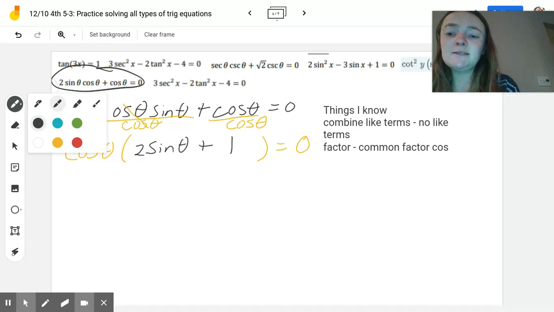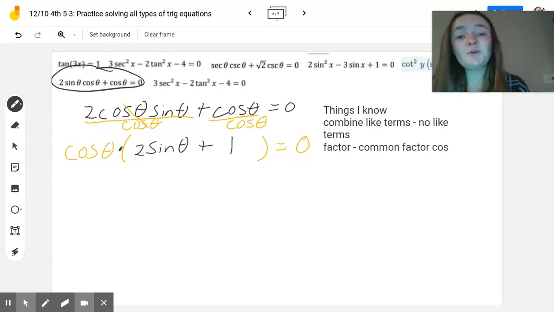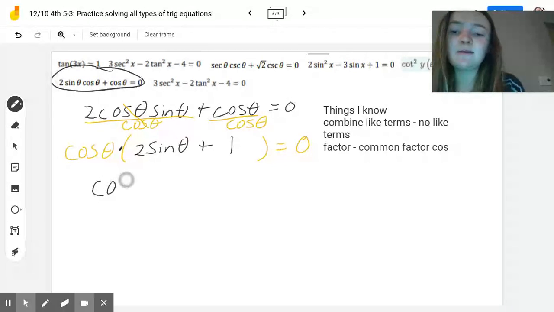All right, so all I need to do now is use the zero product property. I have two things multiplied together and they equal 0. So be careful. The zero product property only works when I'm setting something equal to 0. It doesn't work if I set it equal to any other number. And so let's go ahead and see. Cosine of theta is equal to 0, and we'll have 2 sine of theta plus 1 is equal to 0.